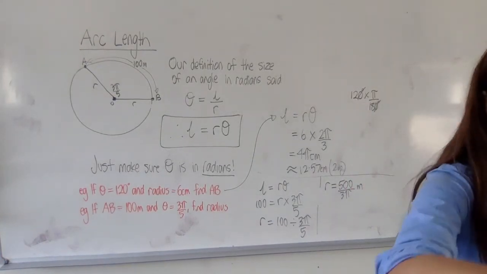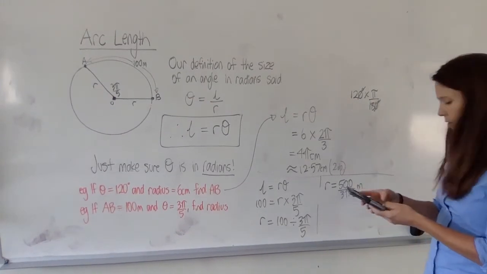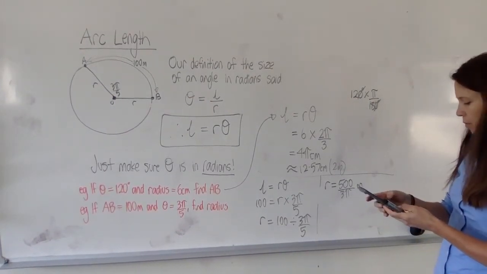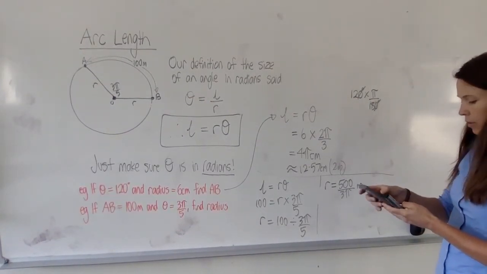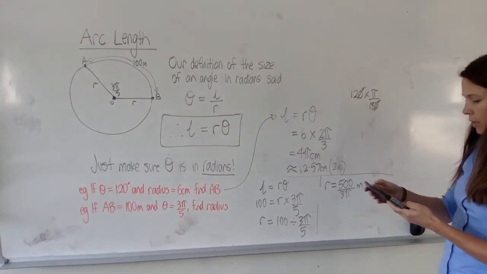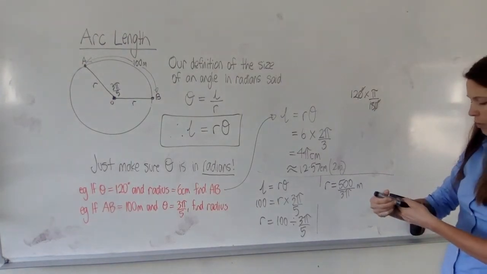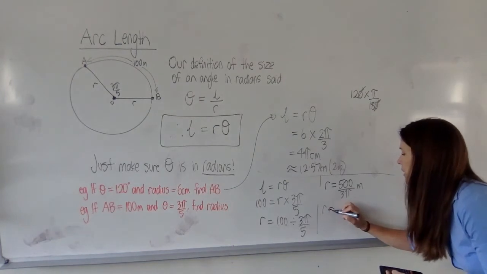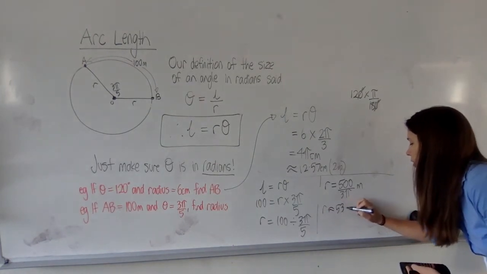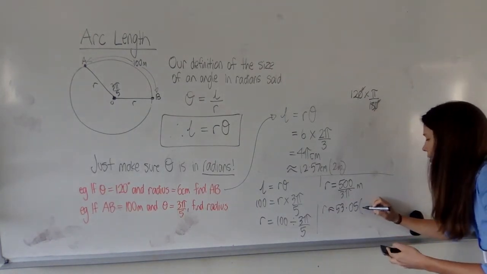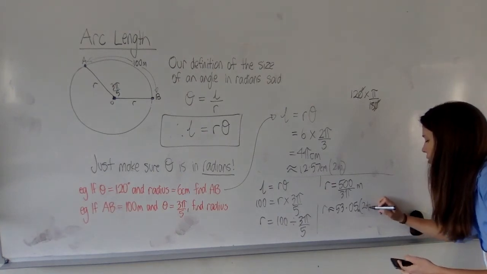Now, working out what that comes to on your calculator is quite simple. 500 divided by 3 pi is equal to 53.05 metres. Metres, and then I write there 2 decimal places.